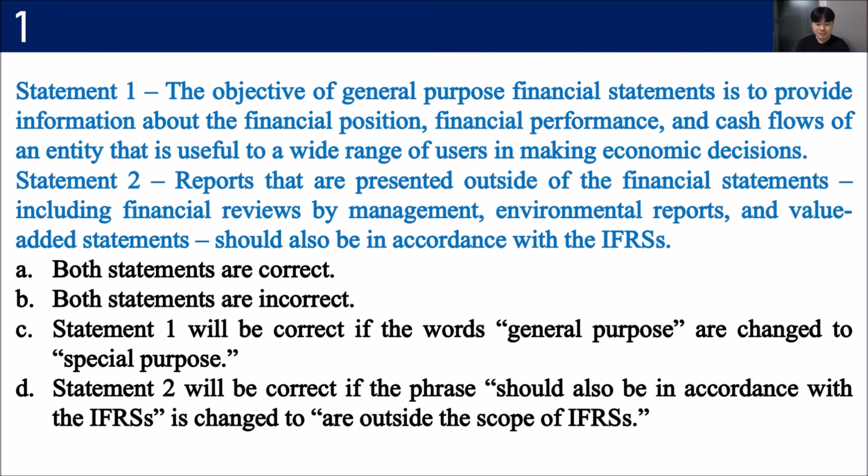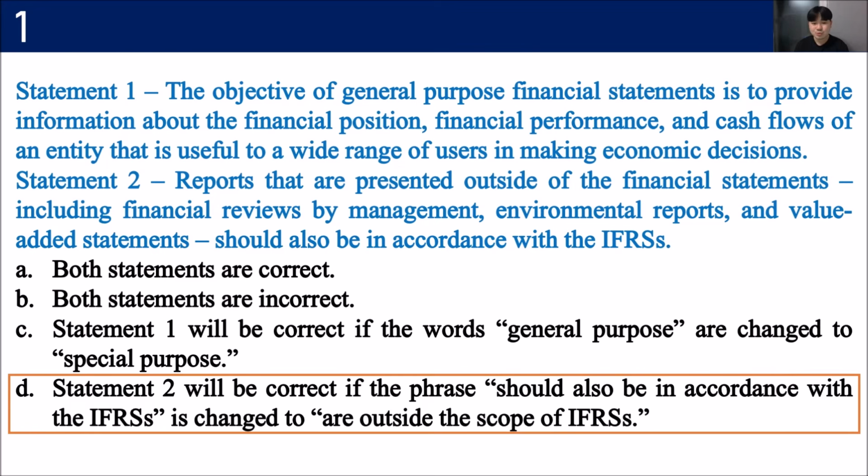The correct answer is D. Statement 2 will be correct if the phrase should also be in accordance with the IFRSs is changed to are outside the scope of IFRSs. Statement 1, the objective of general purpose financial statements is to provide information about the financial position, financial performance, and cash flows of the entity that is useful to a wide range of users in making economic decisions. That's the objective of general purpose financial reporting.